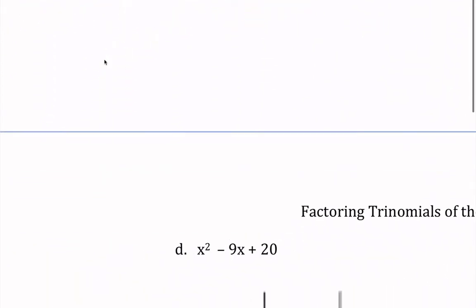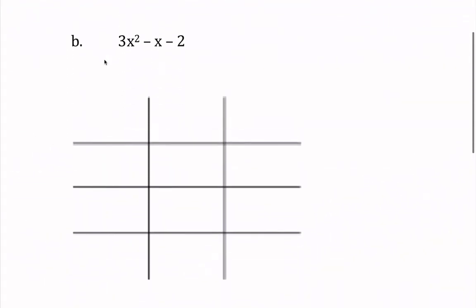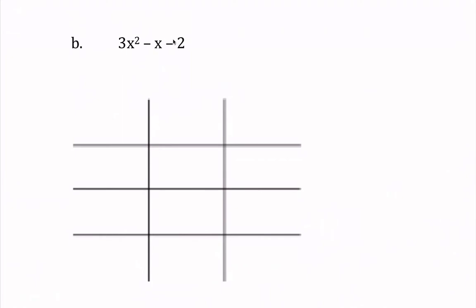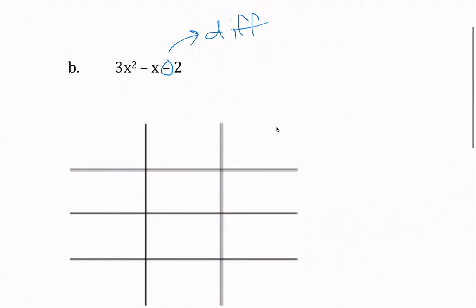All right, let's try that again. Okay, so first of all, pay attention to your last sign. Because it is a minus sign, that tells me that my signs will be different. So I know I'm going to have one positive, one negative.